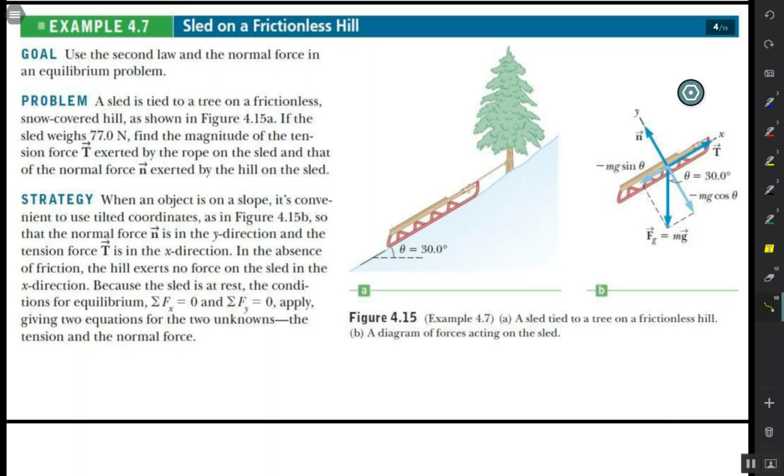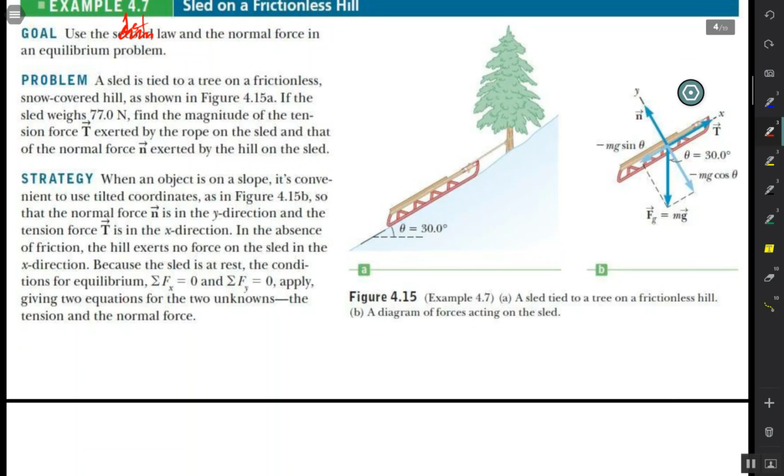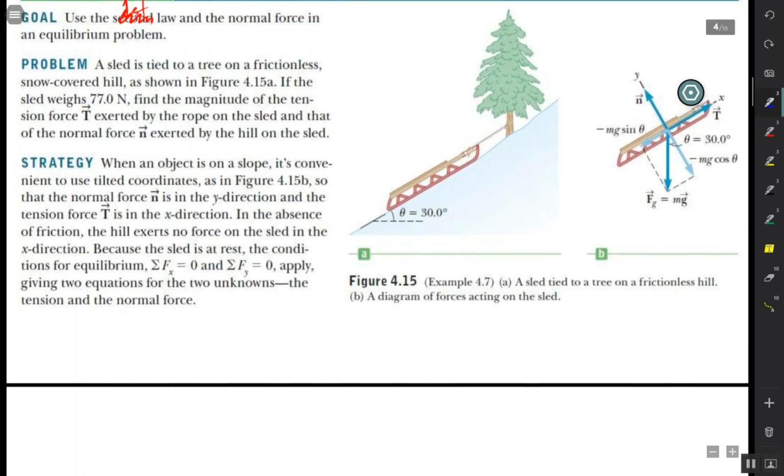Hello again, and we're going to do another problem with an inclined plane and also using Newton's laws of motion. This particular problem says Newton's second law here, but I'm actually going to cross that out. No, I think it's Newton's first law. And we'll see what we're given here. We're actually not given much.